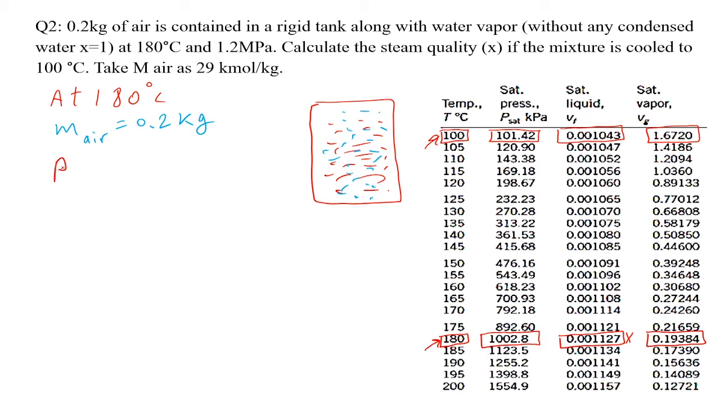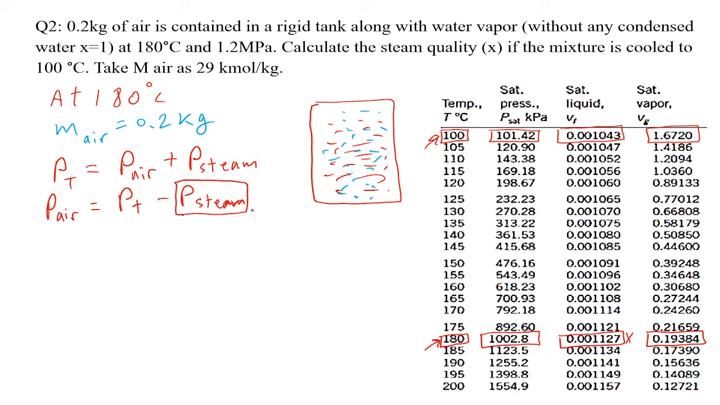The total pressure equals air pressure plus steam pressure. So air pressure in this case will equal P total minus P steam. We can take steam pressure at 180 degrees Celsius from the steam table. So air pressure is 1200 kilopascal while steam pressure is 1002 kilopascal. So air pressure will be 197.2 kilopascal.